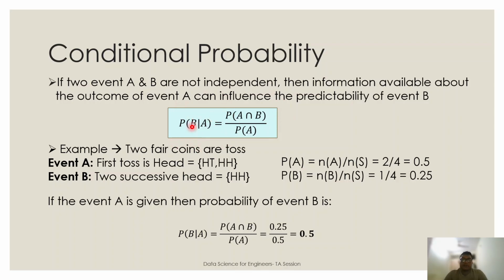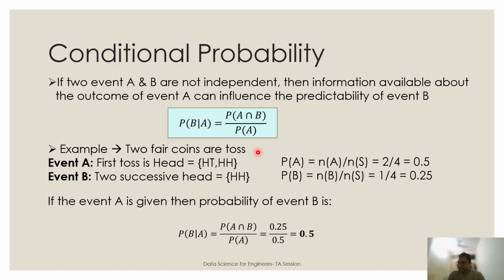So how should you read this? This is read as probability of B given A. You want to find the probability of B given event A has already happened. It is equal to probability of A intersection B divided by probability of A. So that's exactly what it means.